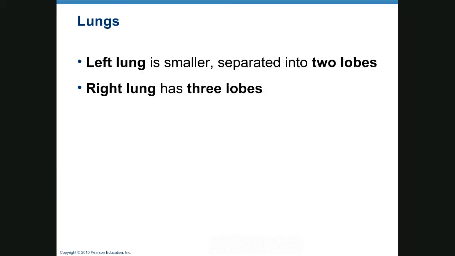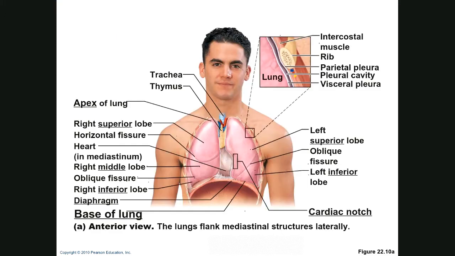Left lung is smaller than the right because you have to have room for the heart. So it's only 2 lobes. Right lung has 3 lobes. Okay, and this is showing your cardiac notch right here, and your superior and inferior left lung lobe, your right superior lung lobe, middle right lung lobe, and your right inferior lobe.